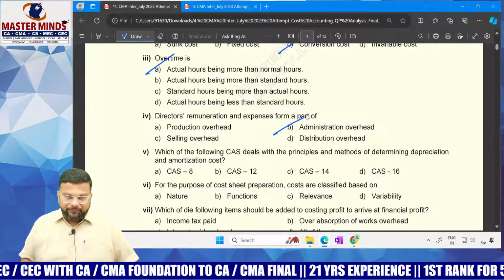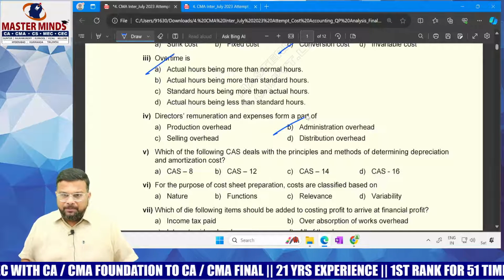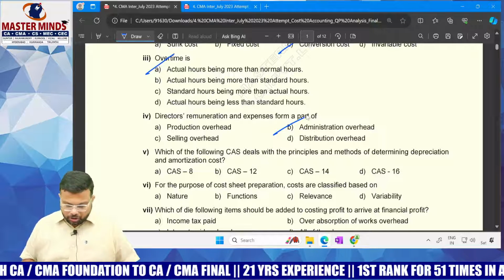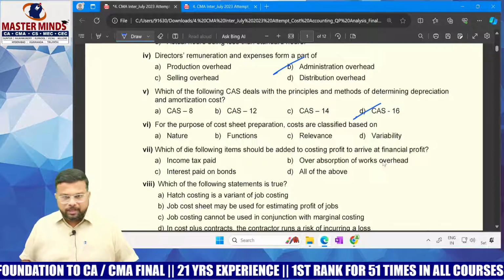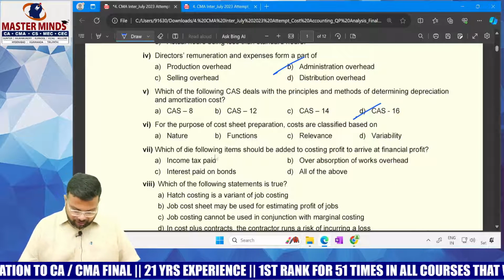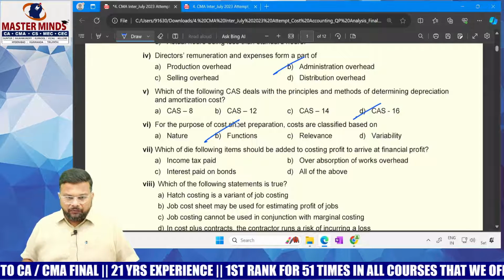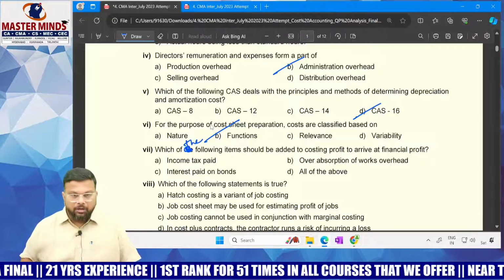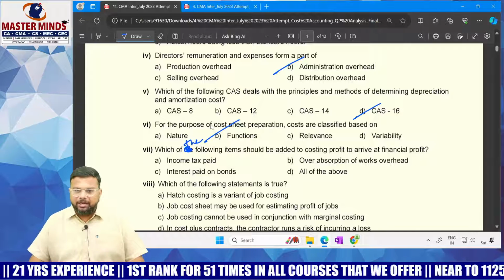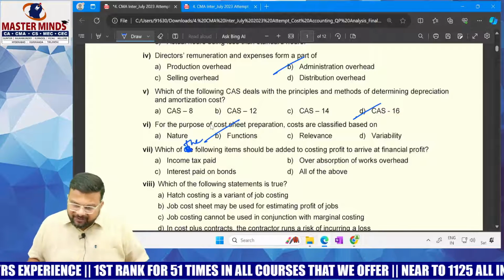Director's remuneration and expenses form part of administration overhead. Which of the following cost accounting standards deals with the principle and methods of determining depreciation and amortization cost? Cost accounting standard 16, okay. Next, for the purpose of cost sheet preparation, costs are classified on the basis of functions. Next, which of the following items should be added to costing profit to arrive at financial profit?